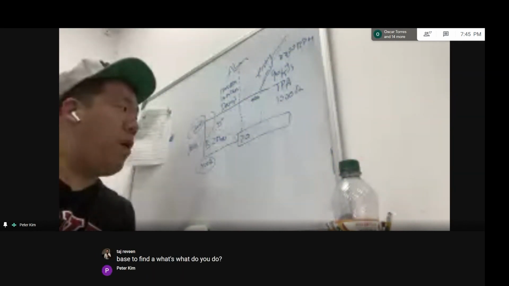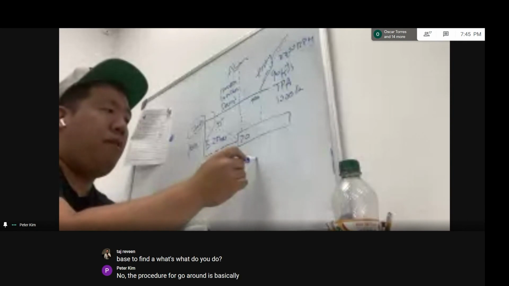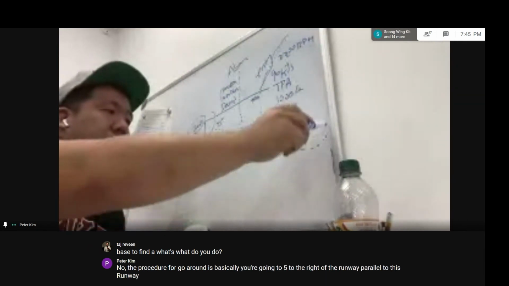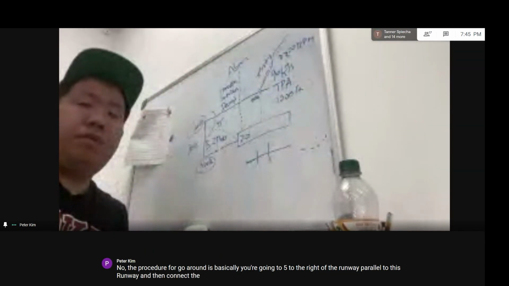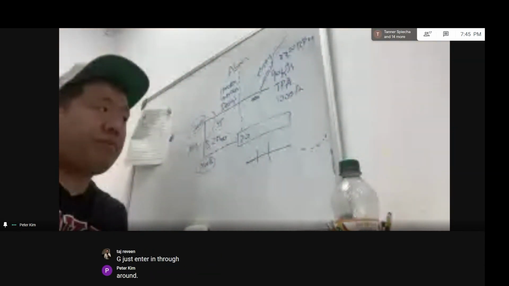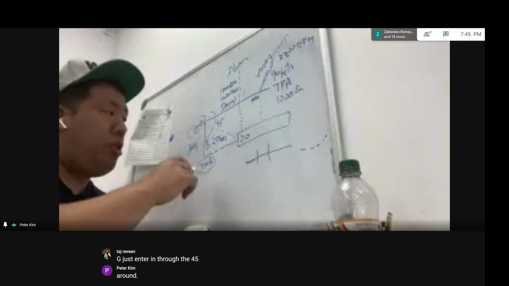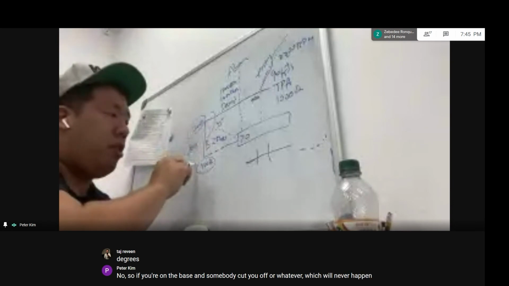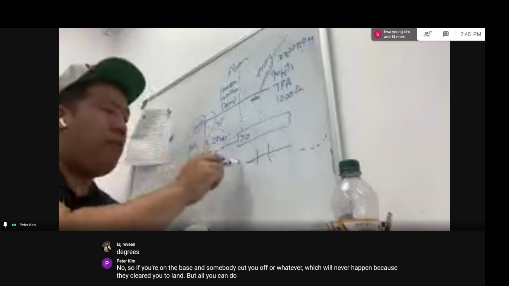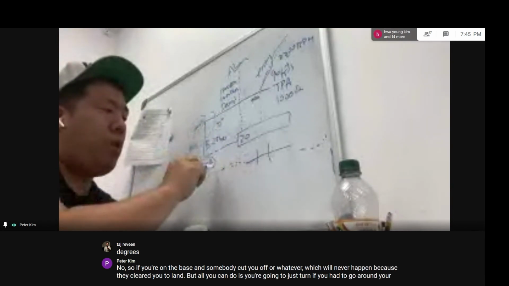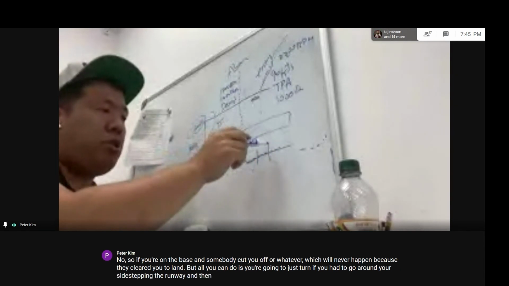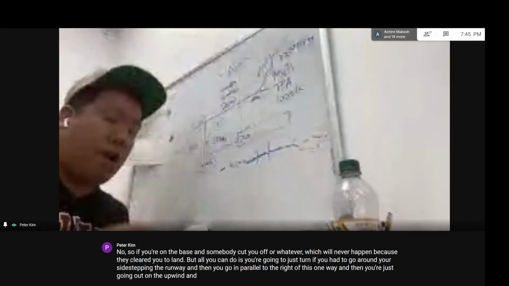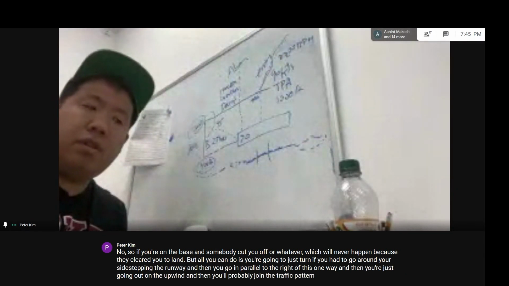The procedure for a go around is basically you're gonna fly to the right of the runway, parallel to this runway, and then commit the go around. If you're on the base and somebody cuts you off or whatever, which will never happen because they cleared you to land, all you're going to do is just turn. If you had to go around, you're sidestepping the runway, and then you're going parallel to the right of this runway, and then you're just going out on the upwind, and then you'll probably join the traffic pattern again. Okay?